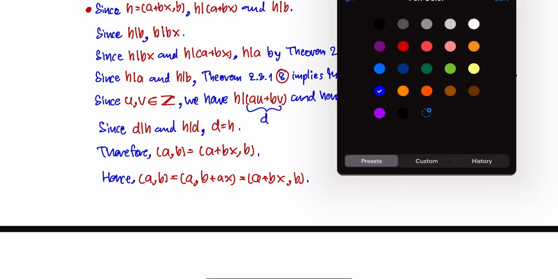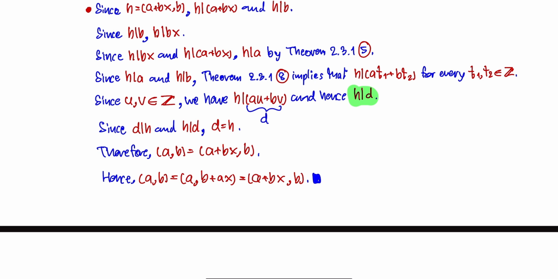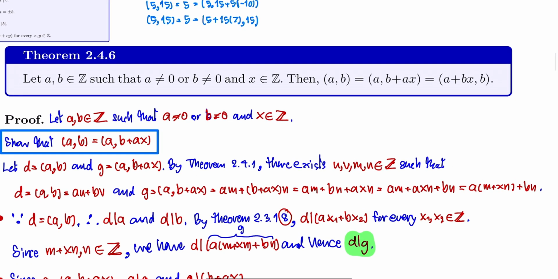Alright, so we have proved theorem 2.4.6 already, which states that the greatest common divisor of A and B equals the greatest common divisor of A, B plus AX, which equals the greatest common divisor of A plus BX and B. Okay? And that's it for this video.